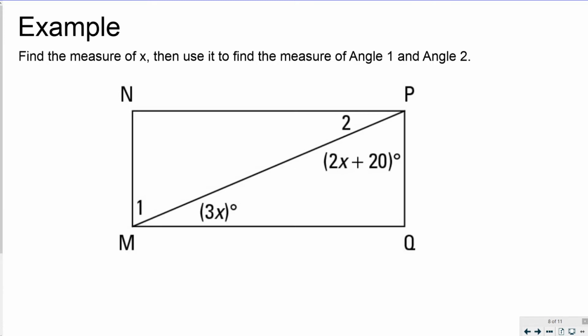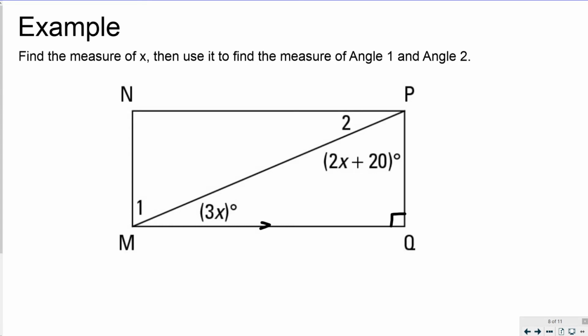So guys, we're just going to go right into properties here. Find the measure of x and then use it to find the measure of angle 1 and angle 2. We know for a fact this angle here is a 90-degree angle. So we can just use the triangle sum theorem to calculate the measure of these angles.